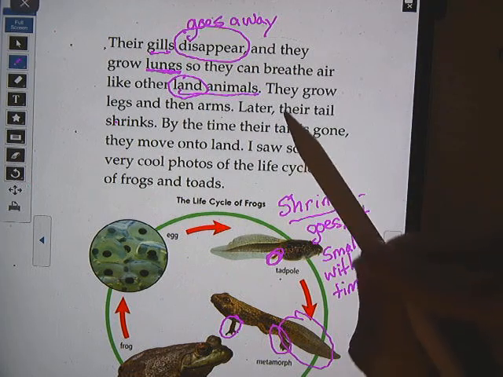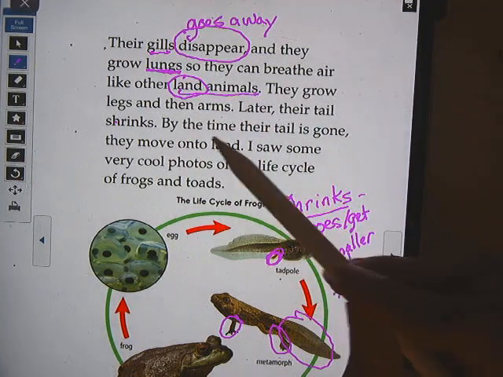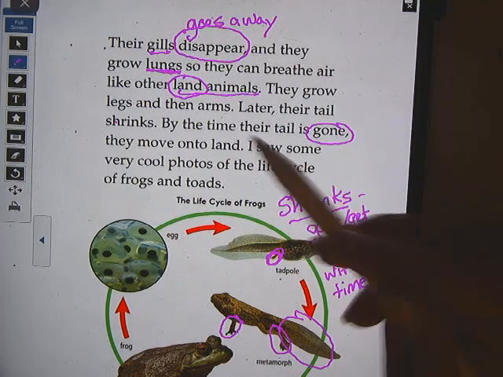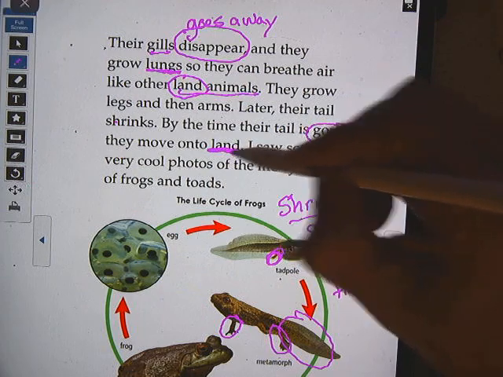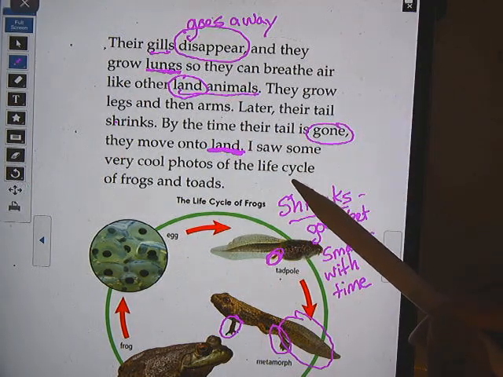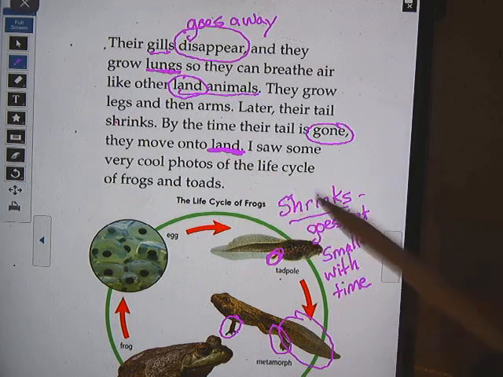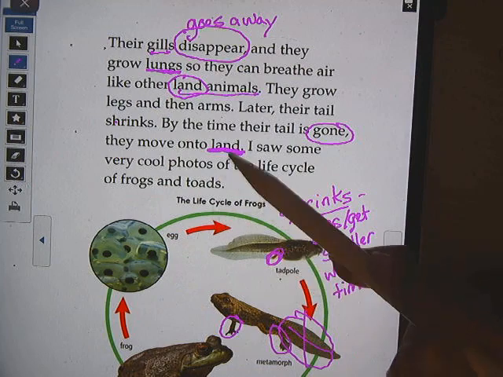All right, so they grow legs and arms. Later, their tail shrinks. By the time their tail is gone, so eventually it goes away, they move on to land. So if you see a frog or a toad out on land, it's not going to have a what? A tail anymore, all right?